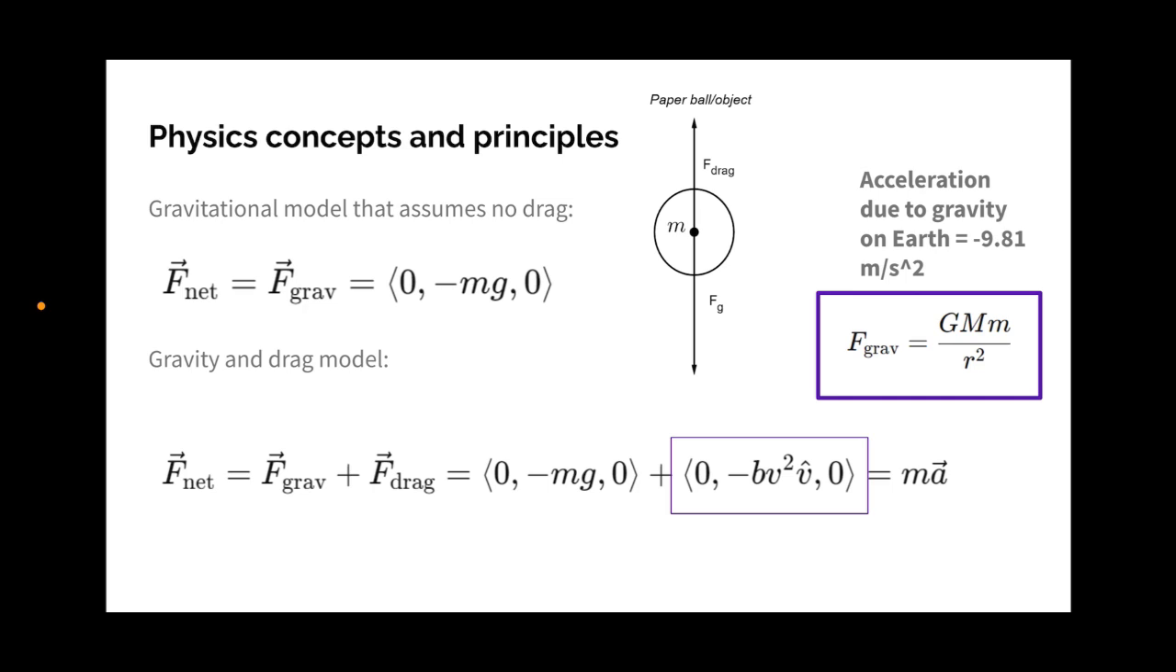We also have a model of gravity that includes drag, in which net force is equal to force of gravity plus force of drag. Force of drag is equal to negative b times velocity squared times unit vector v. Our b is a proportionality constant, which basically shows how much drag there is on our object.